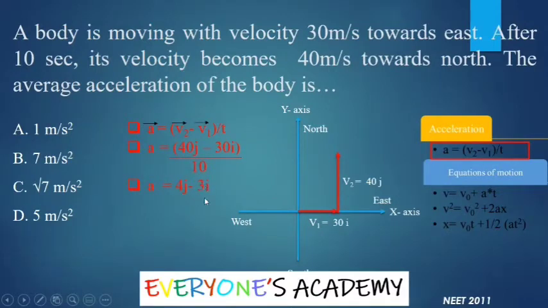The magnitude of this vector can be calculated using the Pythagoras theorem, that is, square root of a square plus b square is the magnitude of any vector. So mod of a, or the magnitude of a, will be equal to square root of 16 plus 9, that is equal to square root of 25, and it becomes 5 meter per second square. So the correct answer for this question is option D.